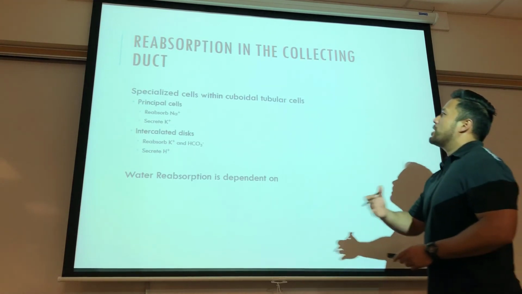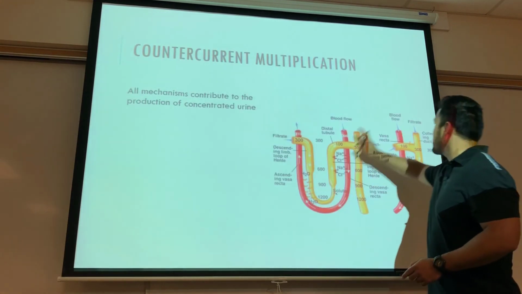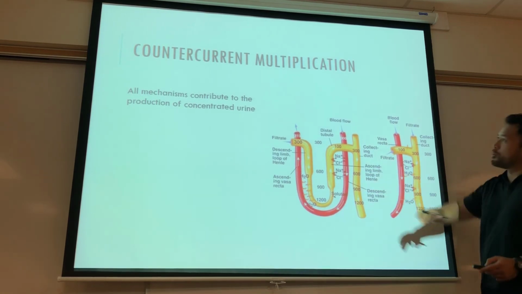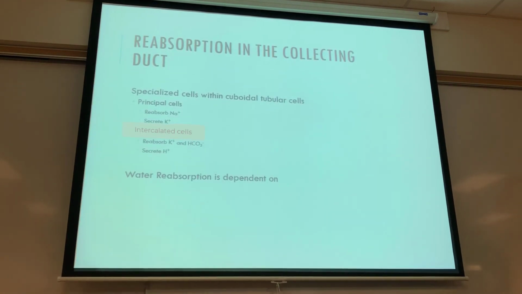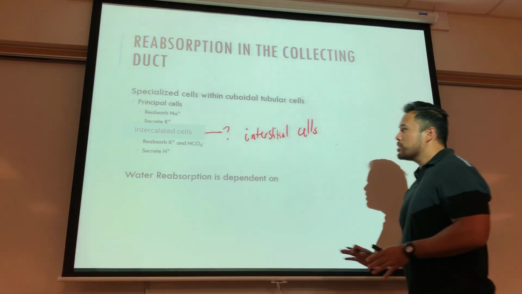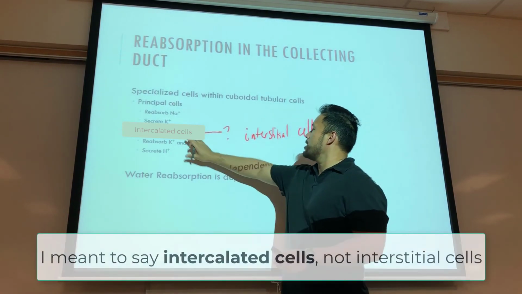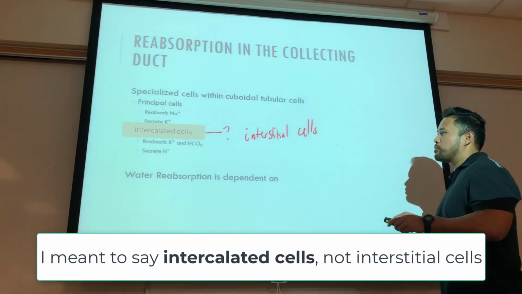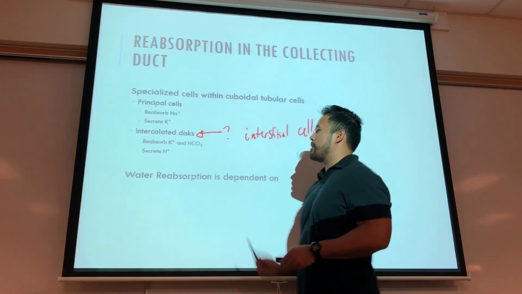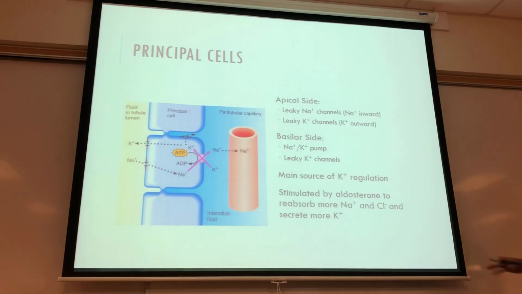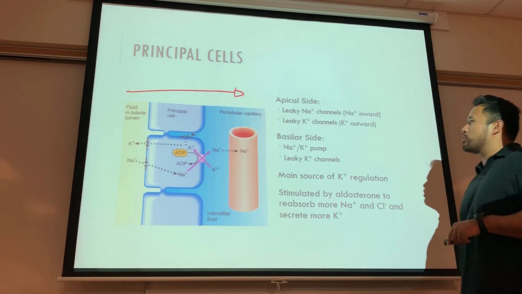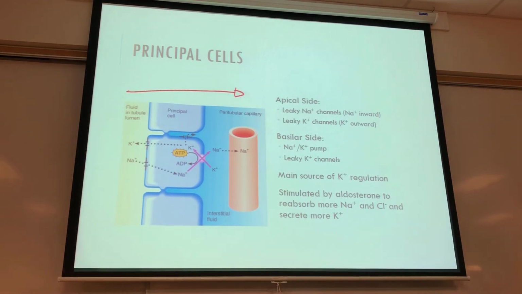The two types of specialized cells that we have in the collecting duct, again, the collecting duct would be after the distal convoluted tubule, are principal cells and interstitial cells. Principal cells reabsorb sodium and secrete potassium. Interstitial cells reabsorb potassium as well as bicarbonate and secrete potassium. Principal cells, again, following the principle of reabsorption from the lumen over to the peritubular capillary. Again, peritubular capillary, because we're moving back from the distal convoluted tubule to the collecting duct.